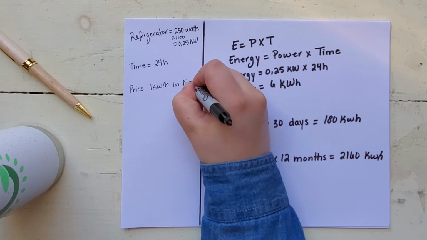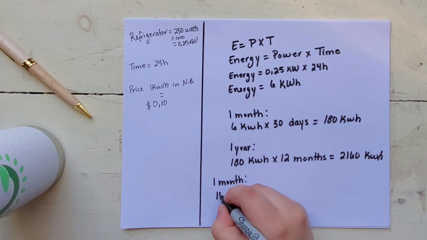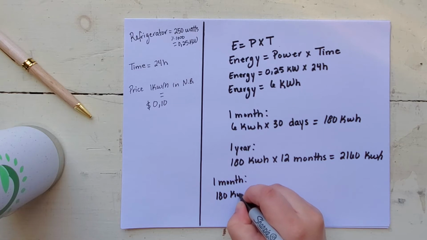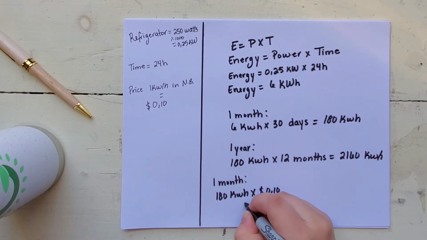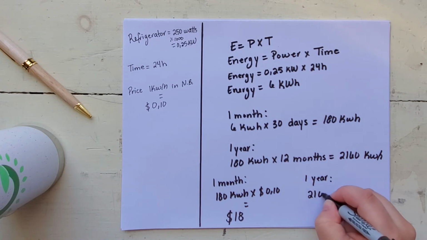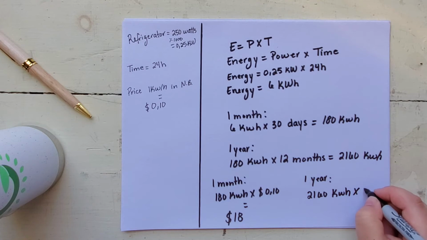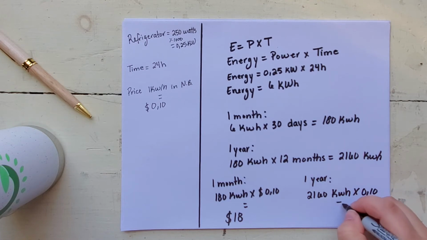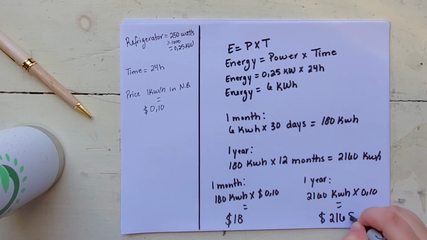Also, the cost for 1 kilowatt hour in New Brunswick is 10 cents. So, for a whole month, I would do 180 kilowatt hours multiplied by 10 cents, which is equal to $18. And for a year, I would do 2,160 kilowatt hours multiplied by 10 cents, which gives us $216. We now know how much money a refrigerator costs each month and for a year.